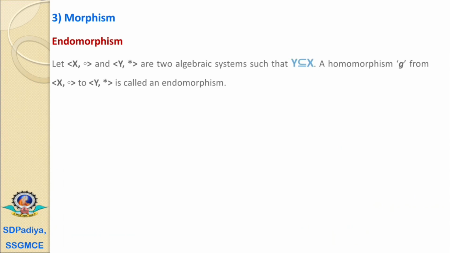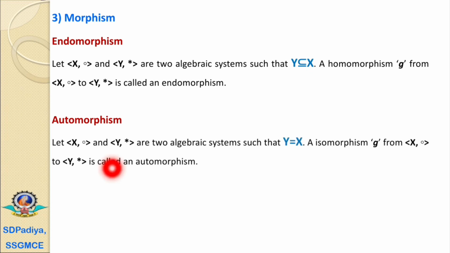The last two. Let an algebraic system X with the composition operation and the algebraic system Y with the multiplication operation be any two algebraic systems such that the second algebraic system is a subset of the first algebraic system. A homomorphism G from the first algebraic system to the second algebraic system Y is called an endomorphism. If the second algebraic system is a subset of the first algebraic system, then it is called the endomorphism.